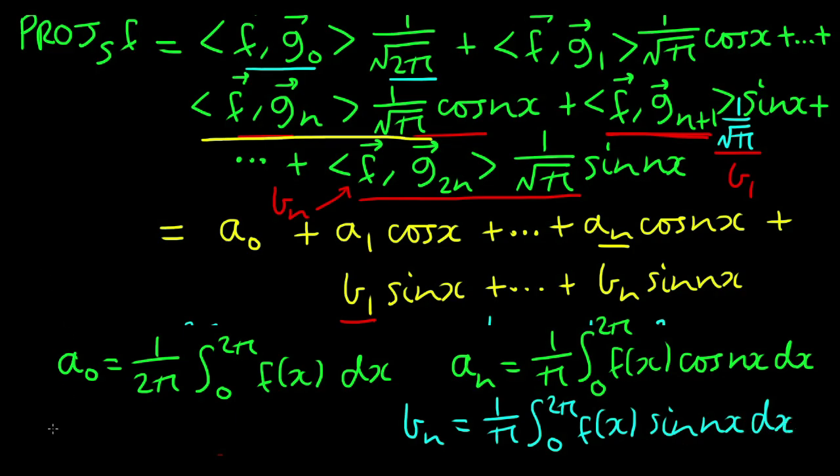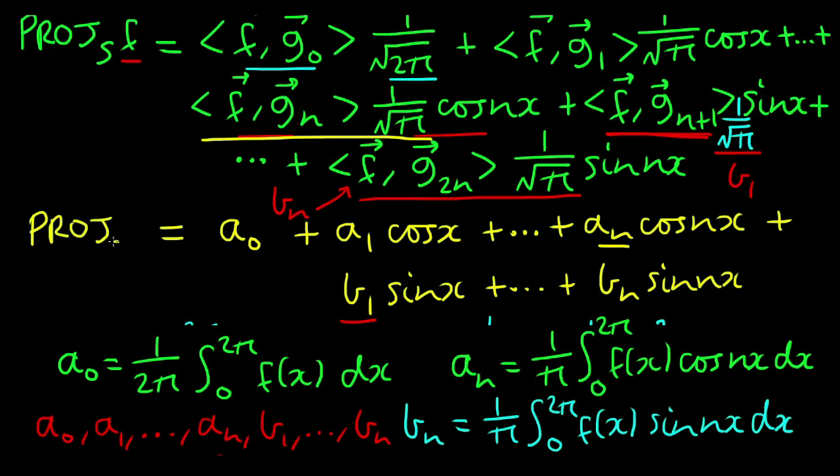So again, a0, a1 up to an, and b1 up to bn, are the Fourier coefficients of our function f. So in general, this here is the least squares approximation to f using our trig polynomial. So let me just remove this now.